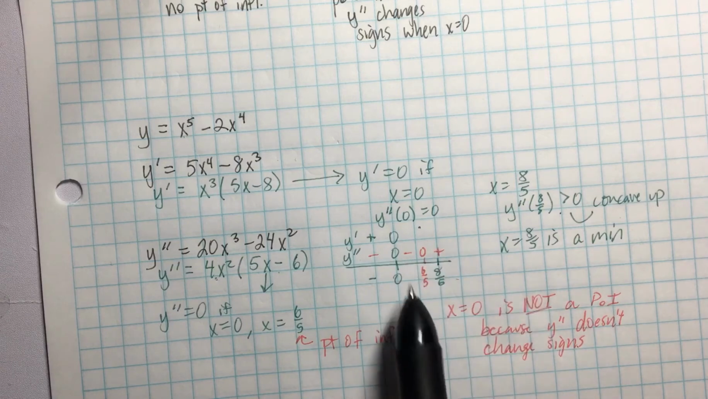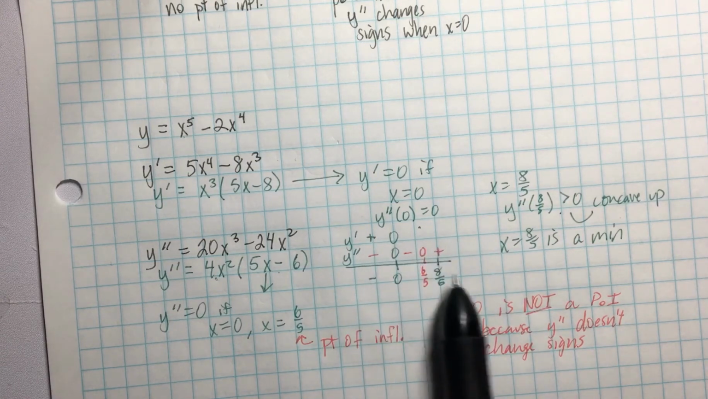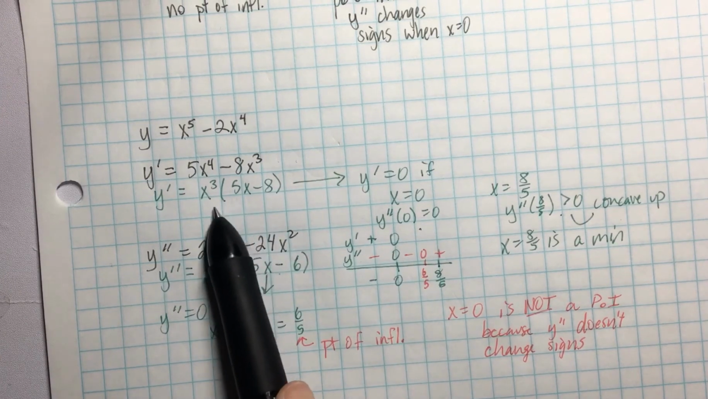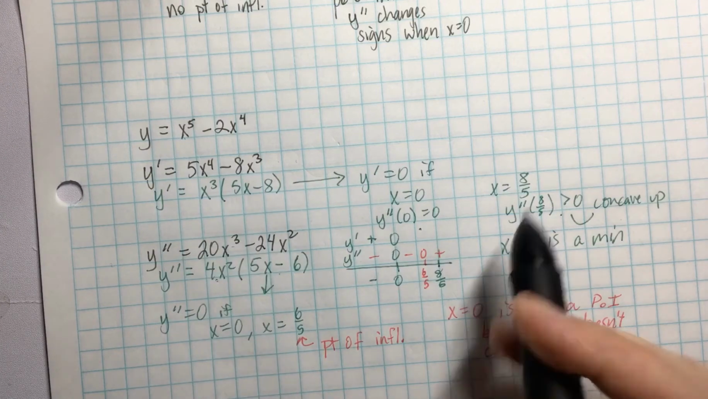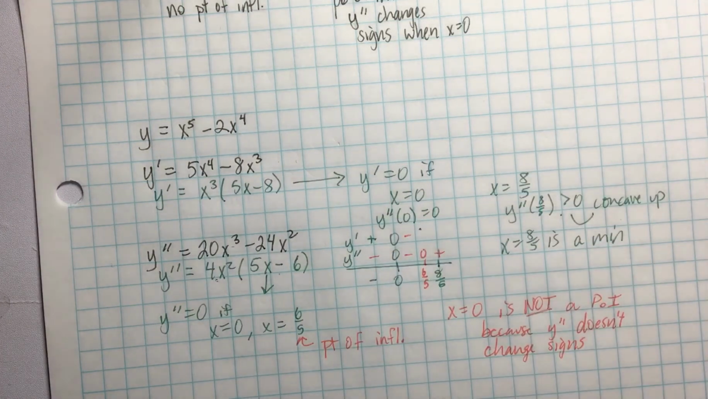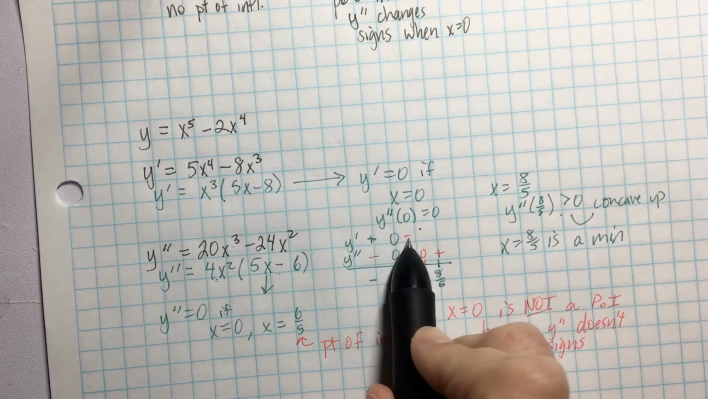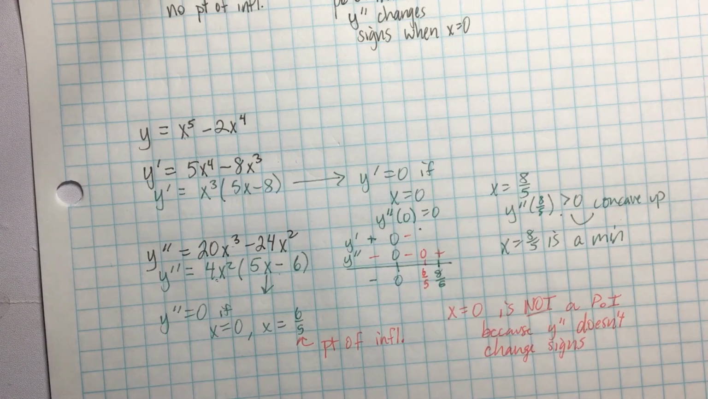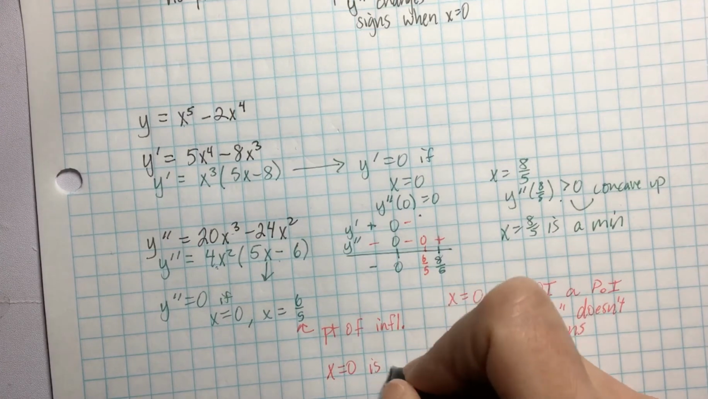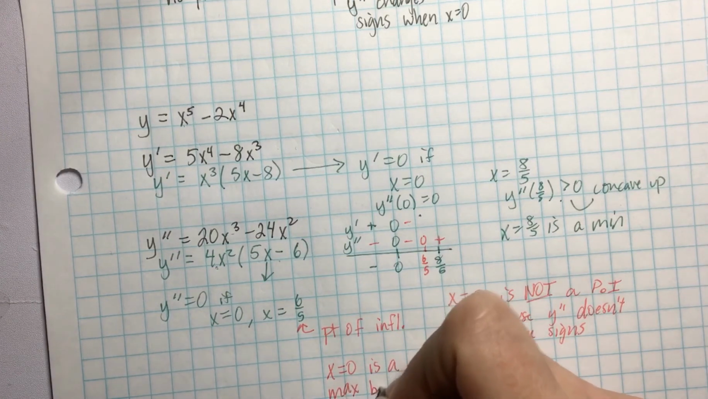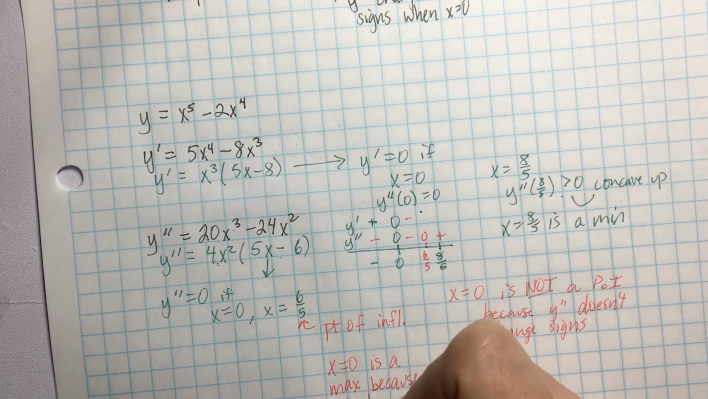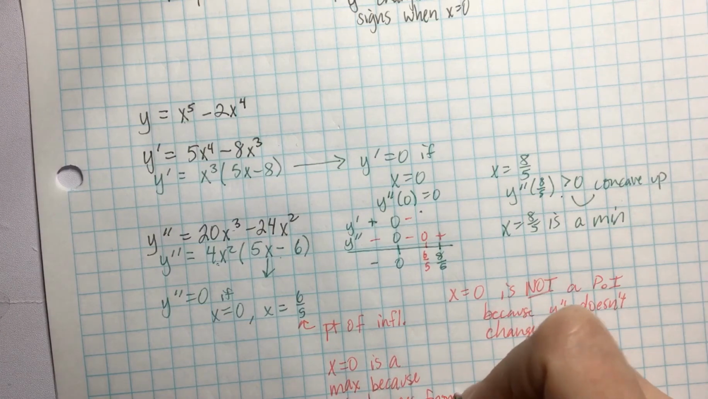And then looking at what's happening with my slopes to figure out if I have a min or a max, if I look at y prime, say, what happens when x is 1, I have a positive times negative, so I have a negative there. So if my slope goes positive to 0 to negative, uphill, flat, downhill, x equals 0 is a maximum. It's a max because y prime changes from positive to negative.